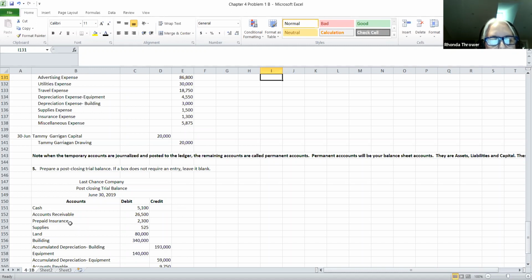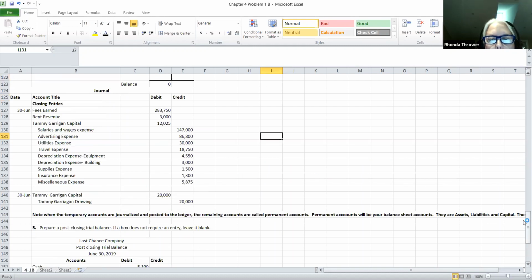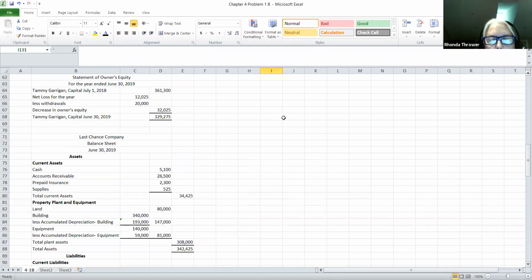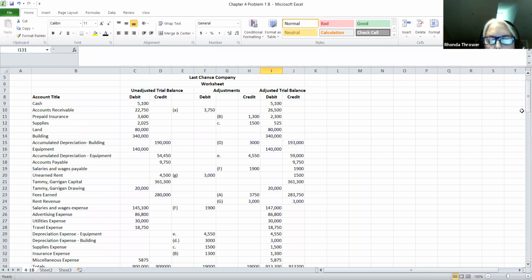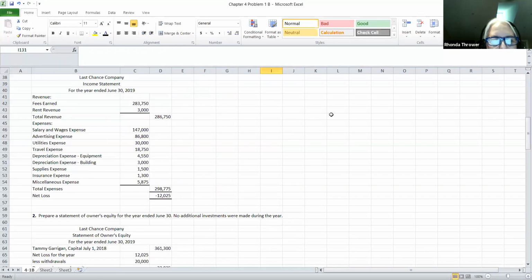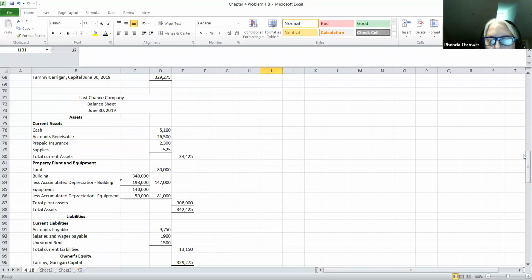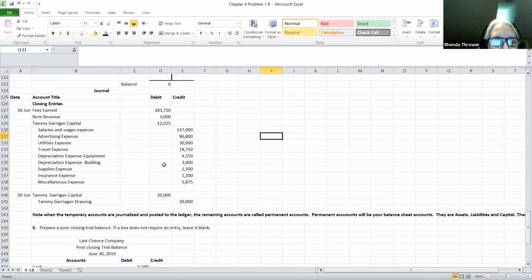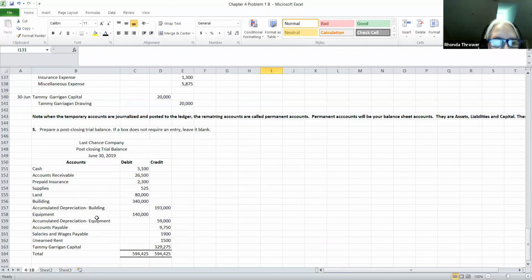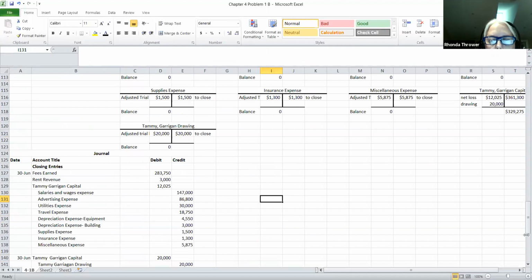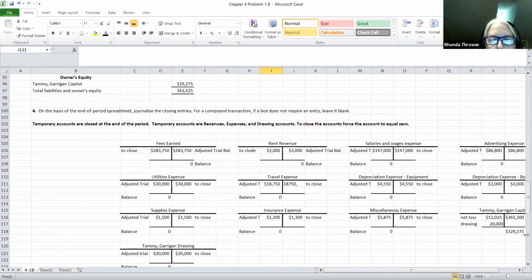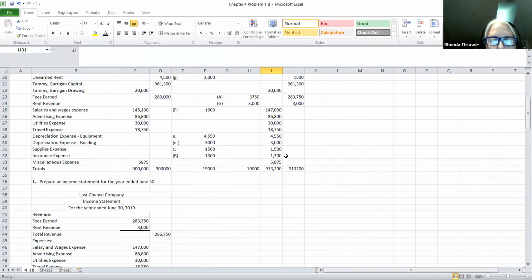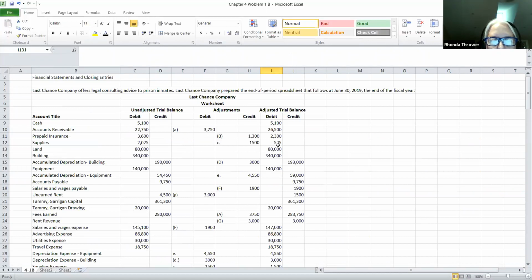So your prepaid insurance had $2,300 in there from your ledger account. There it is. That's also what we reported on the balance sheet. So there's two places you could get that amount from. But basically, this should be from the ledger. Supplies is $525. Supplies is an asset account. $525 is the balance.